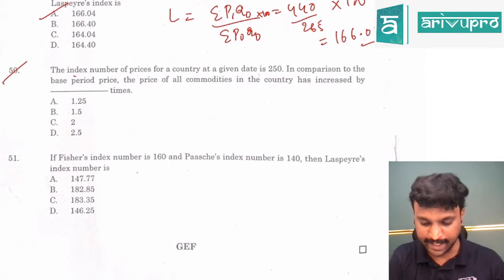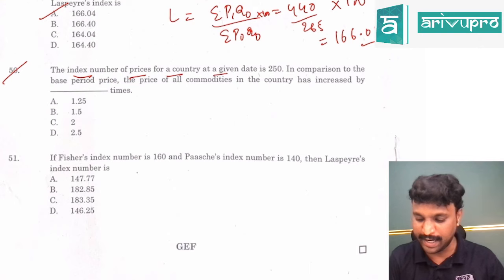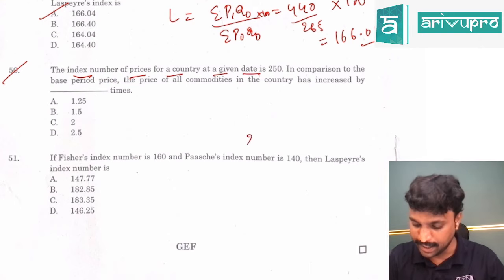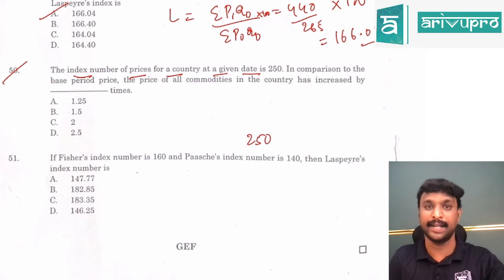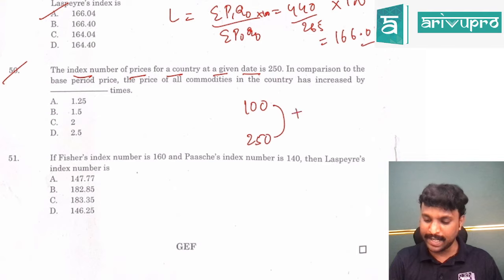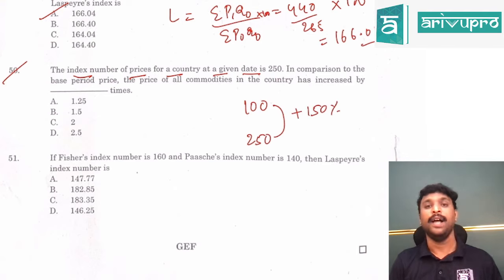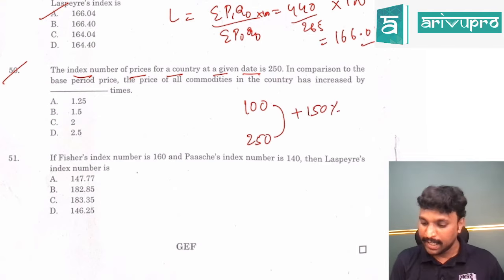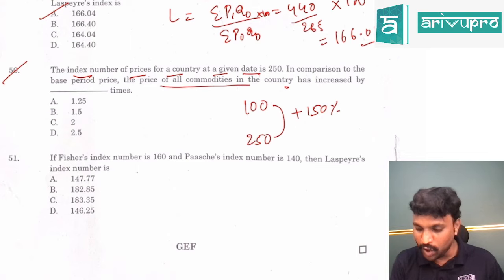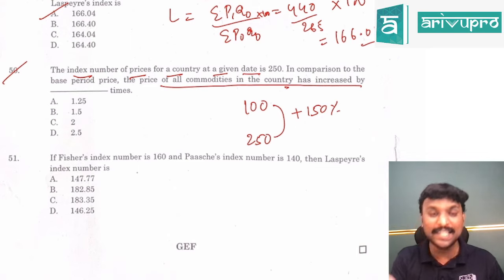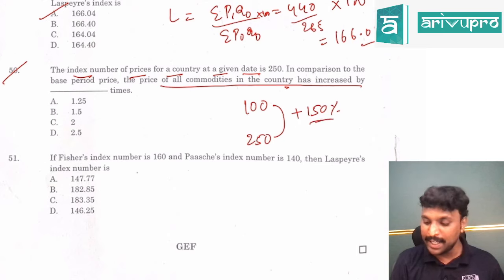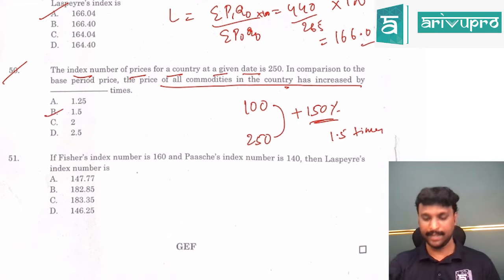Question number 50 says the index number of prices of a country at a given date. Given date means current year price. Current year price index is 250. Base year, if not given, is taken as 100. So how much is the increase? 150% increase. They have asked: the price of all commodities in the country has increased by how many times? Increased by 150% means obviously 1.5 times. So option B is the answer.